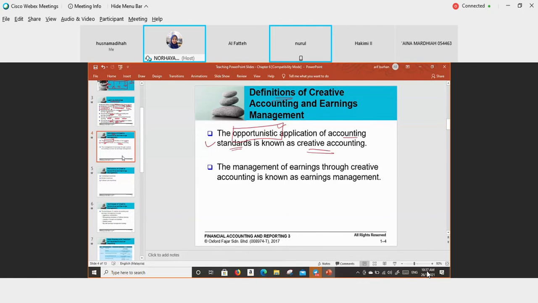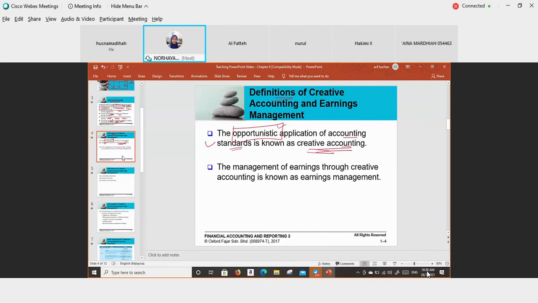Mengambil kesempatan. Maksudnya management tu dia mengambil kesempatan menggunakan ruang-ruang dalam accounting standard which is allowable in financial statement, allowable in MFRSs. Okay, dia menggunakan standard yang betul dalam MFRS tapi digunakan, dia ambil kesempatan di atas itu. Itu kita panggil creative accounting. Faham?